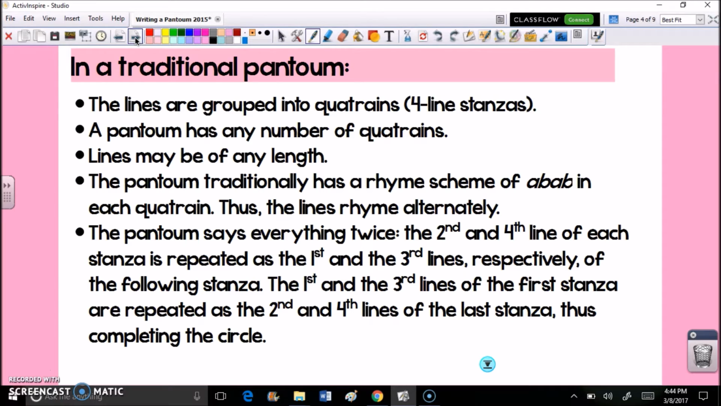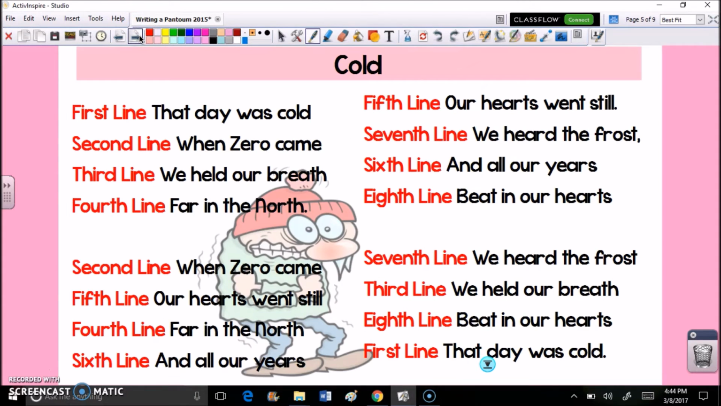Now, a pantoum says everything twice. The second and fourth line of each stanza is then repeated as the first and third lines, respectively, of the following stanza. So the first and third lines of the first stanza are repeated as the second and fourth lines of the last stanza. And that completes the circle. Okay, I know, it sounds really, really confusing. It's much, much easier to understand if you just look at an example.